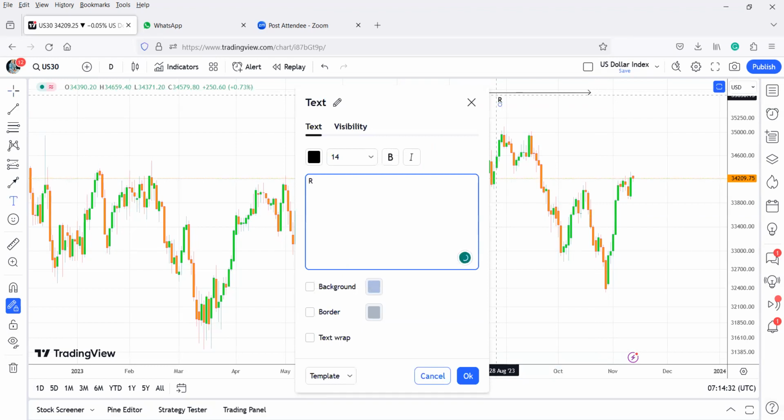Dow Jones resistance. Resistance is almost equal to a sell zone. It is around the 35,700 mark.